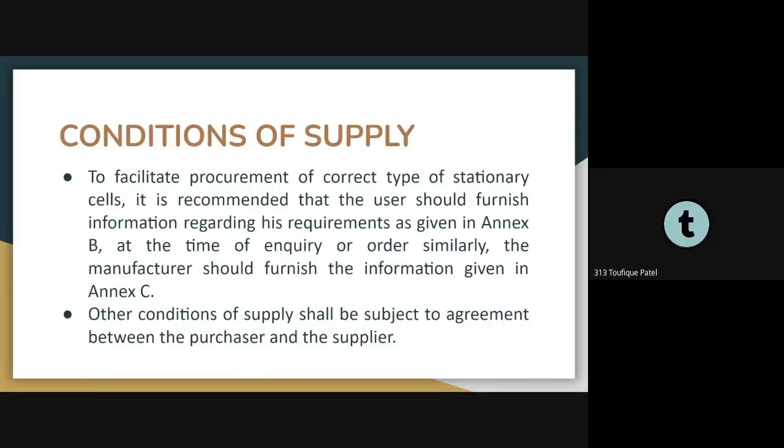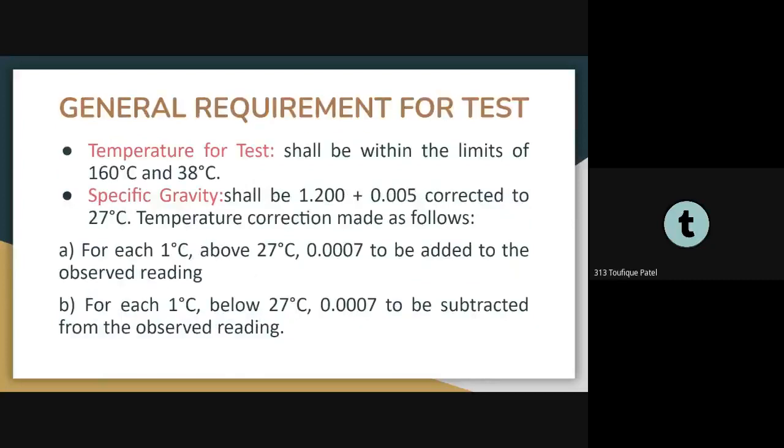Conditions of supply. To facilitate procurement of the correct type of stationary cells, it is recommended that the user should furnish information regarding his requirements as given in Annexure B at the time of inquiry or order. Similarly, the manufacturer should furnish the information given in Annexure C. Other conditions of supply shall be subject to agreement between the purchaser and the supplier.